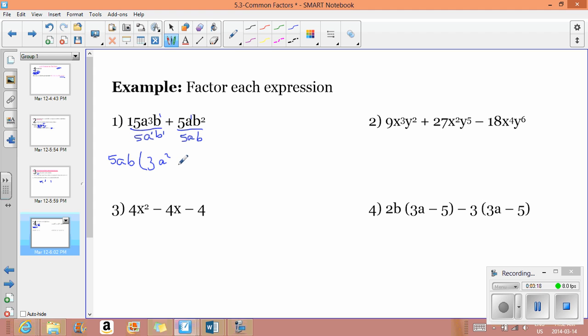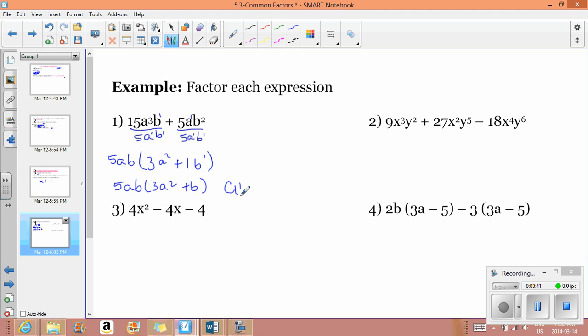So that's gone. And now if we do the next term, plus 5 divided by 5 is 1. A1 divided by A1, that goes to 0, so that's gone. B squared divided by B1, subtract the exponents, and you get B to the power of 1. Now we generally don't write this one or this one here, so it would just be 5AB for proper form, and then plus B. And so that's what it would be factored.